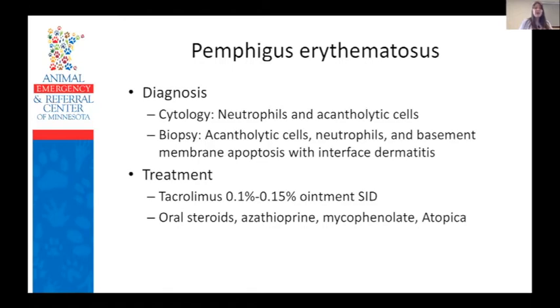And you're going to have what's called an interface dermatitis. That's where you've got the epidermis, the dermis, and normally you have a really clear, distinct differentiation between the two. And there's inflammation that just kind of covers that. So you don't have that anymore. You have an interface dermatitis. Tacrolimus can be great. Otherwise, you can treat it like you would any other Pemphigus. But tacrolimus is usually nice because it's only a localized disease.